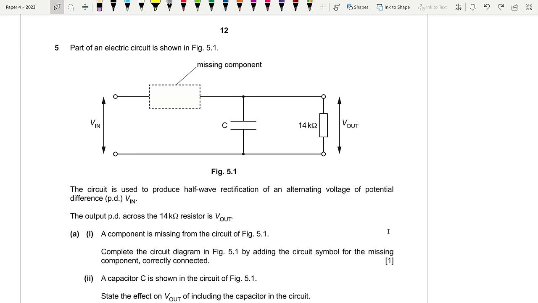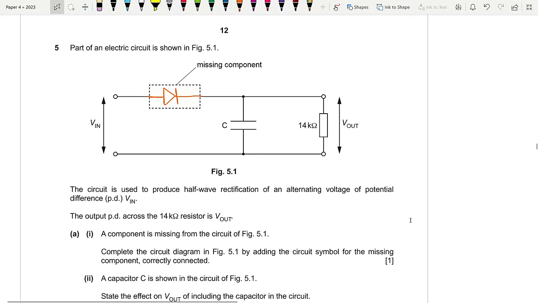Part of an electric circuit is shown. The circuit is used to produce half-wave rectification. So let's draw a diode. We need one diode for half-wave rectification. There you go. One diode.